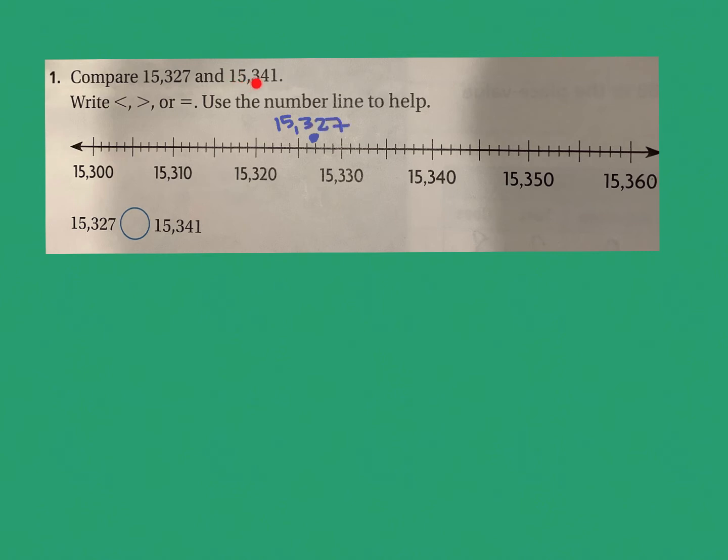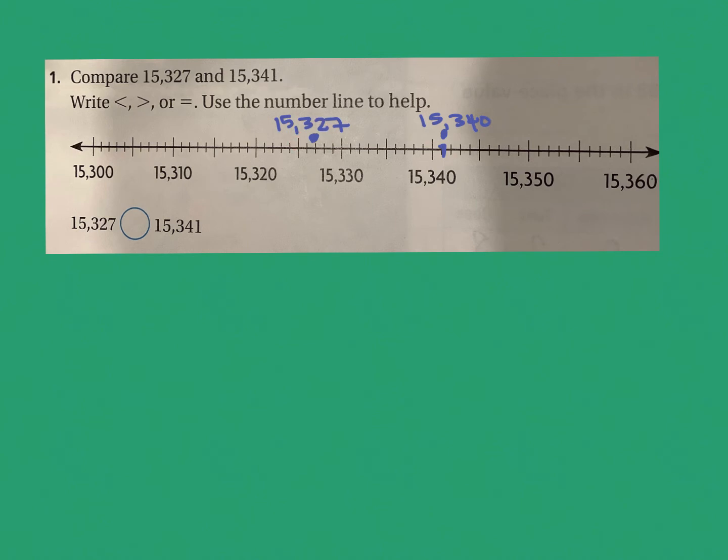This is 15,341. I need to find the 15,340 there, and then I just go one more over right there. And so if I want to know which one's greater, on a number line, if 0 is way over here, way down the line, then going this way means greater when we're talking about positive numbers. So this is the larger value than this one.